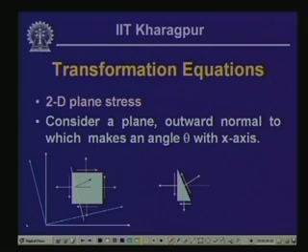We have discussed the plane stresses in two dimensions. If we consider the stressed body at a particular point, this is our reference x axis, this is the reference y axis. The stress which is acting on the x plane is normal stress sigma x, the normal stress on the y plane is sigma y, and the shearing stress is tau xy. We are interested now to evaluate the stresses on a plane, the normal to which is at an angle of theta with respect to the x axis.